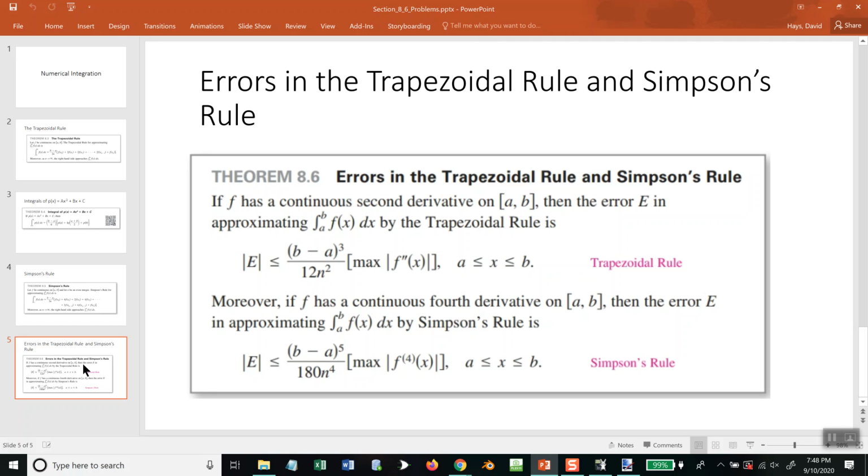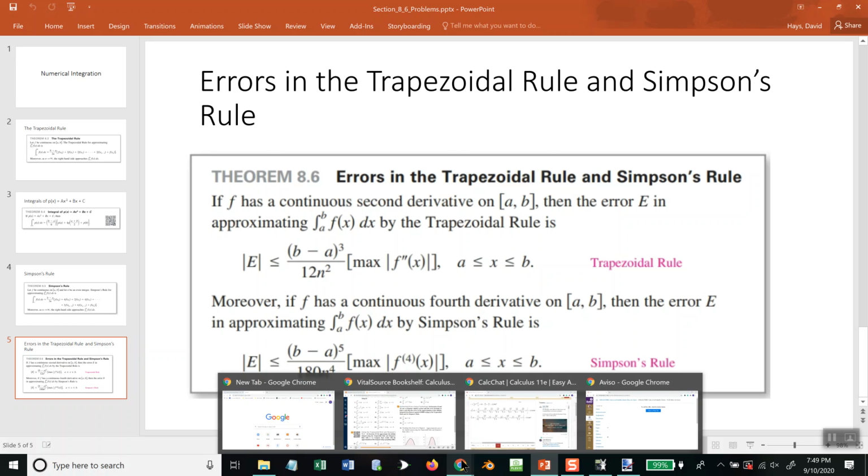Okay, errors in the Trapezoidal Rule and Simpson's Rule. If f has a continuous second derivative on [a, b]. That's why I don't really focus on this very much in this class, because the idea is that you're programming this, and to program the derivative is not so easy. Remember the technique for finding the derivative from Calc 1? There's an algorithm for it, in terms of thinking about programming it.